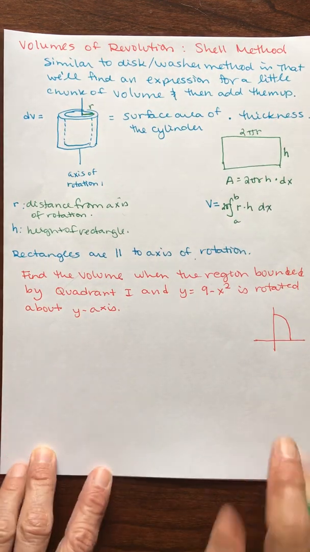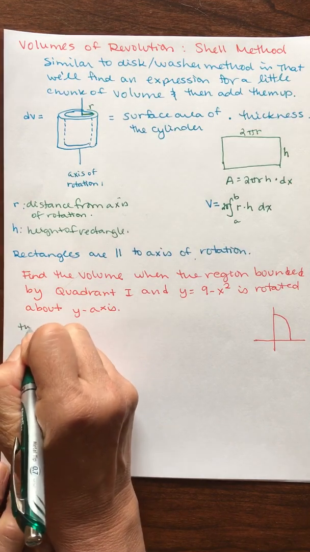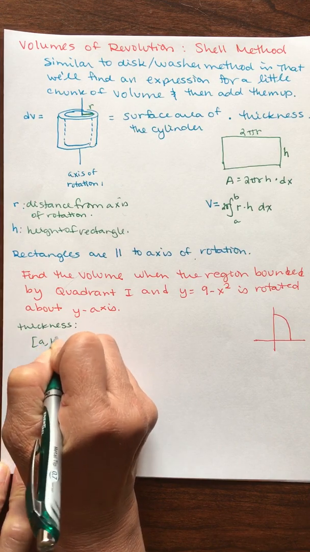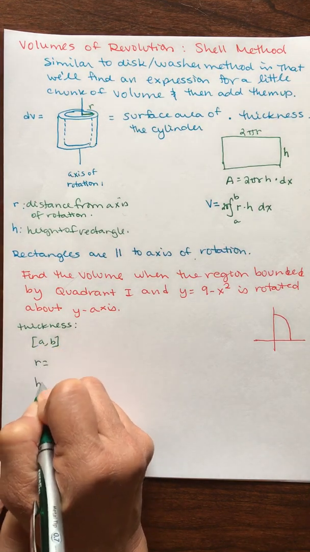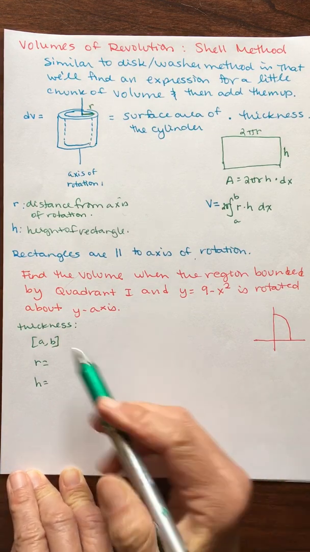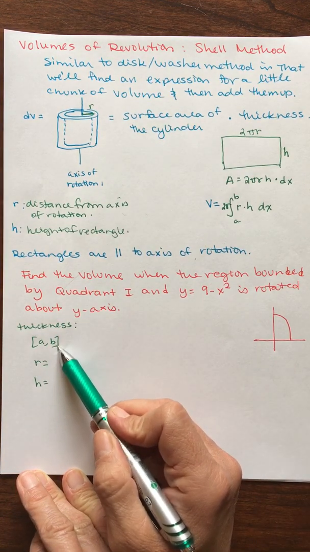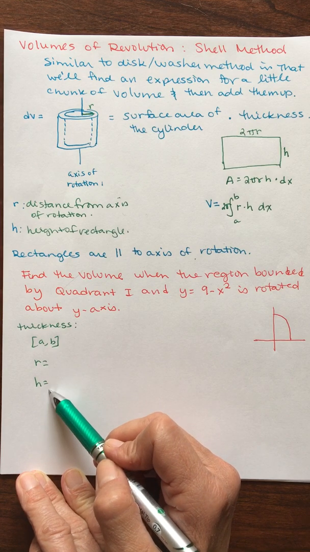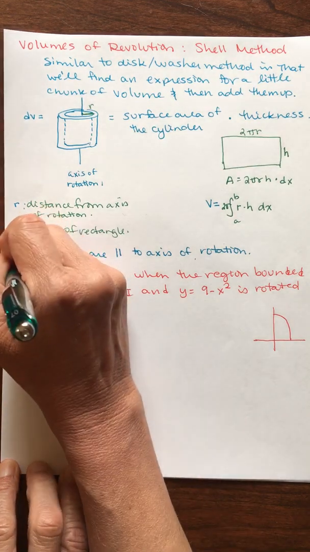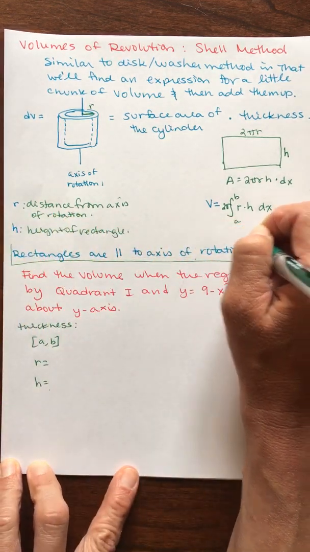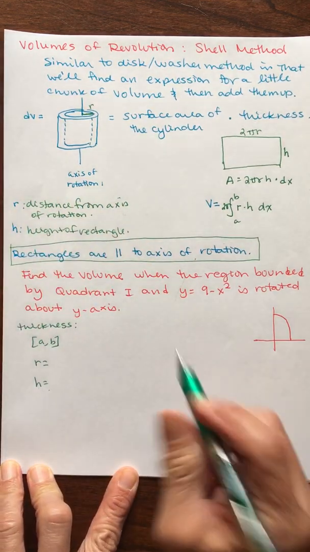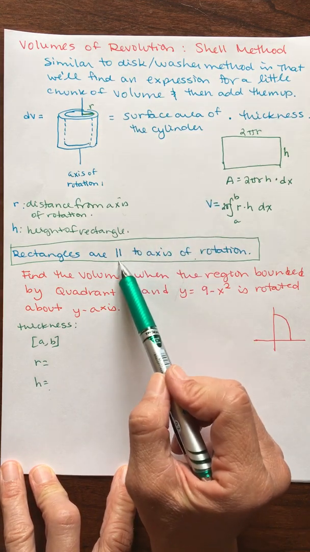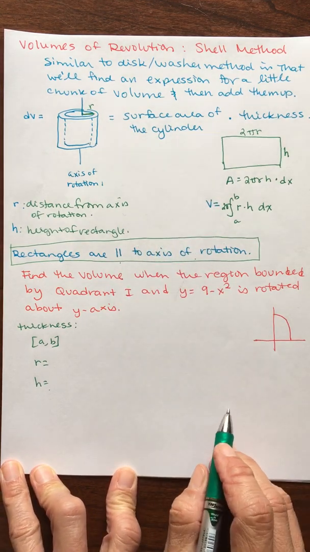So we're going to walk through one nice example. For each of these, I'm going to have a little guideline where I write down all the things that I need to find. I need to know my thickness. I need to know a and b, my limits of integration. I need to know how far my rectangle is from the axis of rotation. And I need to know my h. And I don't know if you saw this or not, but for the shell method, the rectangles that we're going to draw are parallel to the axis of rotation. So shell method, the two L's, parallel to the axis of rotation.